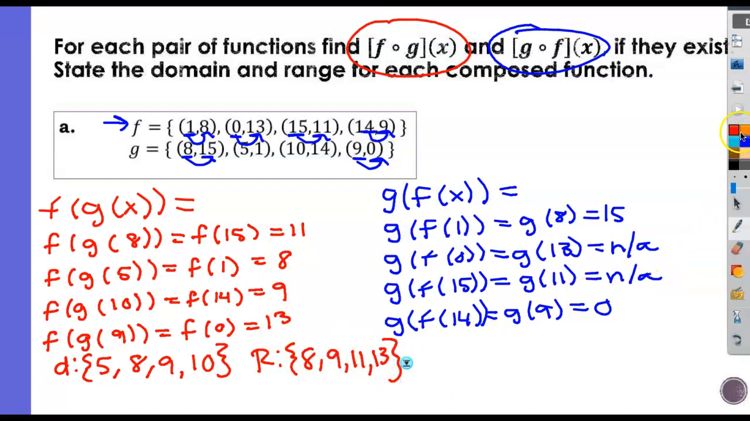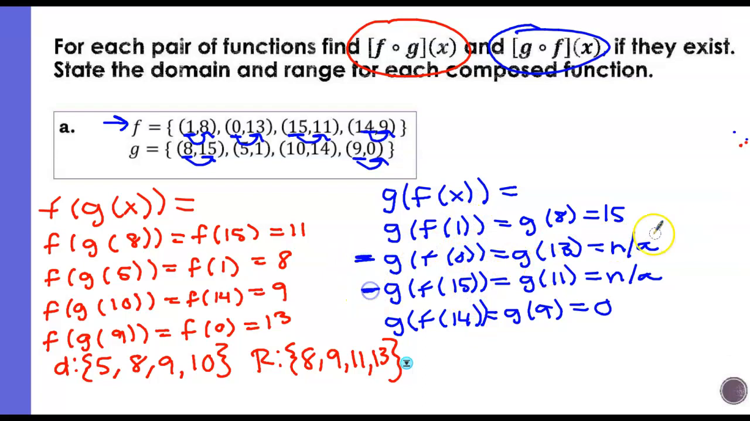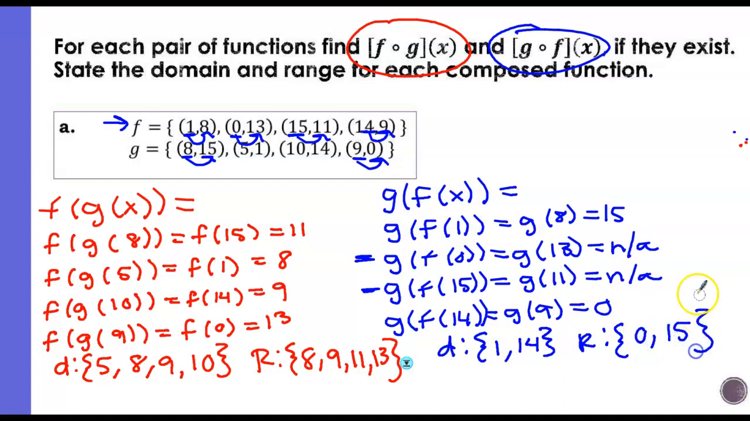All right, similar to over here, my domain would be these input values, but notice on this one and this one, I don't have an output, so we can't count those. So I'm just going to count the ones that are complete. So I'm going to count for my domain 1 and 14. And for my range, I'll count 15 and 0. So I'll put it in order, 0 and 15. Okay.